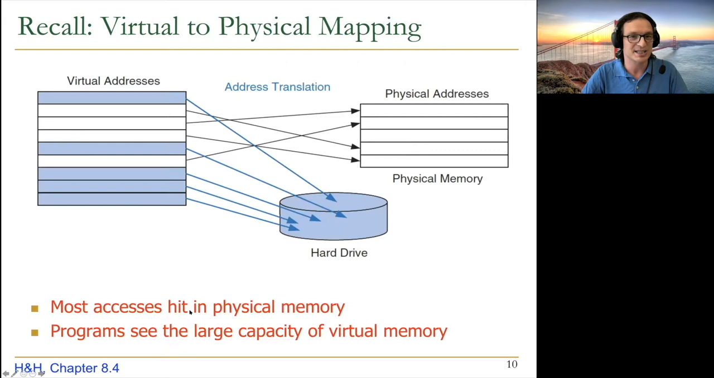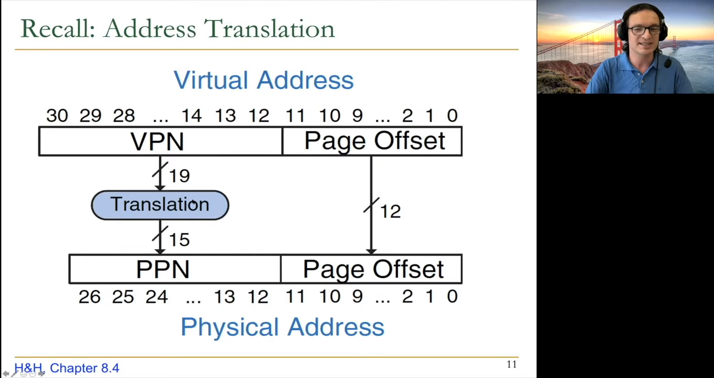And this was one picture that I showed you. Ideally, most of the CPU accesses hit in physical memory, but some accesses miss in physical memory. So you will need to bring the data from the hard disk. And hopefully you get the best of both worlds, the latency of physical memory and the large capacity of the hard drive. Okay, and this is a picture of address translation. I'm going to show you a more generic picture later. But this is the example that we were doing when we finished the last lecture. You can follow this example from the last lecture or your book as well.